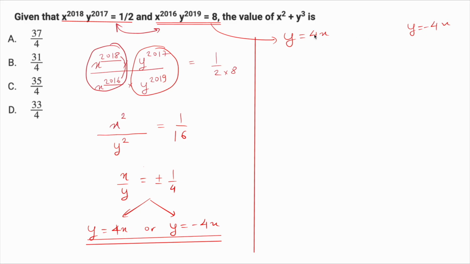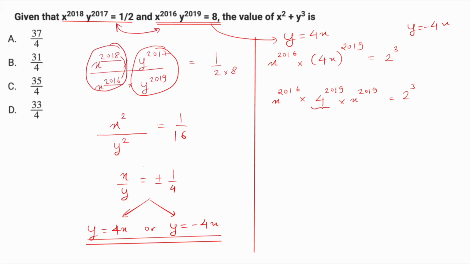So putting y is equal to 4x in the equation, we have x raised to 2016 into, in place of y, I am putting 4x. So second part becomes 4x raised to 2019 will be equal to 8. 8 can be split as 2 raised to 3. Leave this x raised to 2016 as it is for time being, into 4x raised to 2019 can be written as 4 raised to 2019 multiplied by x raised to 2019 will be equal to 2 raised to 3 only. Next step, break the 4 as 2 square.